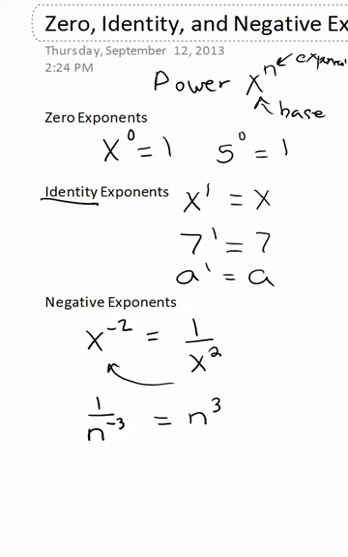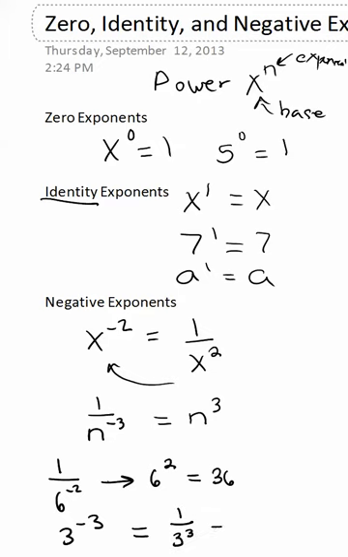Okay, so let's see if we can predict what's going to happen with these. If I have 1 over 6 to the negative 2, well, what will that become? Well, according to my rule, I'm going to rewrite this. It's going to become 6 to the positive 2, or to the second. And so as a result, I need to go ahead and evaluate it. And so that would become 36. Okay, let's try another one. If I have 3 to the negative 3, what does that mean? No, it's not negative 27. If I have 3 to the negative 3, then I rewrite it in its reciprocal form, 1 over 3 to the positive 3, and so now it becomes, when I evaluate it, 1 over 27.